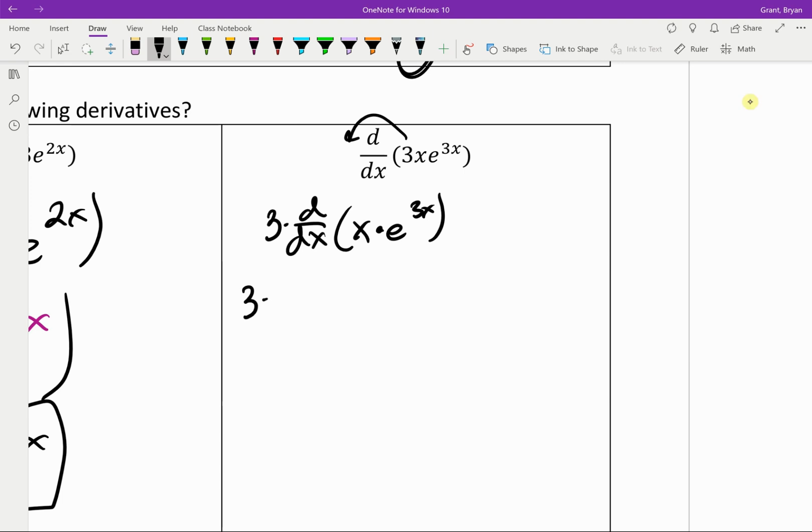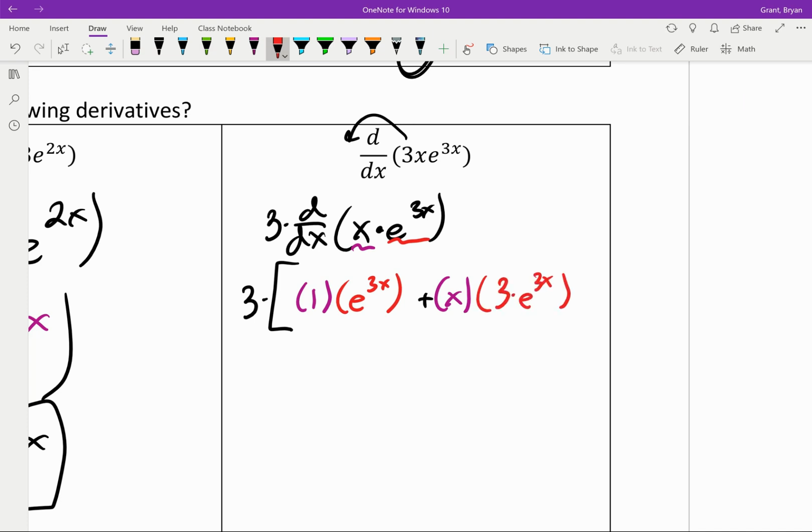So 3 times, then I'm going to do a big bracket. You could do a big set of parentheses. I'm already going to have parentheses in here, so I like to switch up if I'm using brackets or parentheses so I don't confuse them. Let's go ahead and tackle that product rule. Derivative of the first one first. Derivative of x is 1. Keep the second one the same. All right, that's easy enough. Plus, keep the first one the same. Okay, I can do that. And now do the derivative of the second one, and that is e to the 3x with an extra 3 out front. And then close your parentheses.